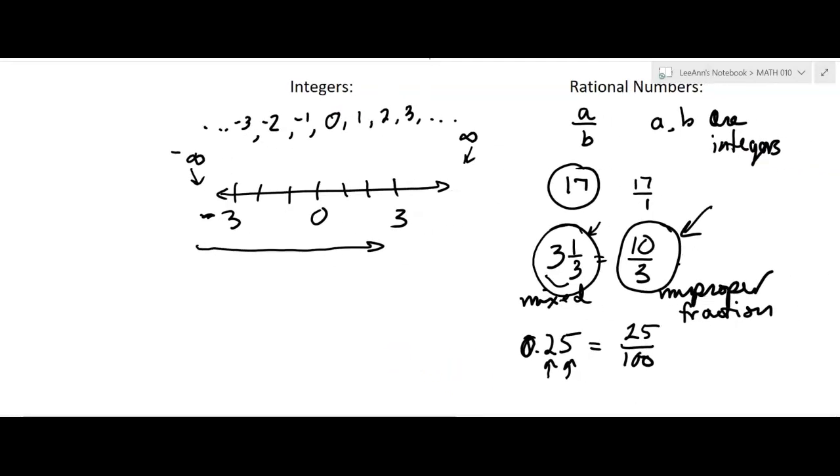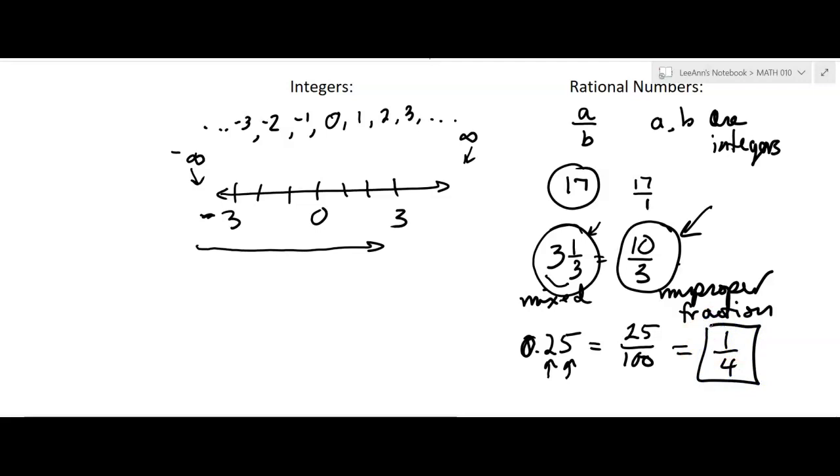But then you'd have to simplify that by, we say, reducing the fraction or thinking of a number that goes in both the numerator and the denominator. In this case, 25 goes into both the numerator and the denominator, and you would get 1/4. Now that's how we would write it as a fraction.